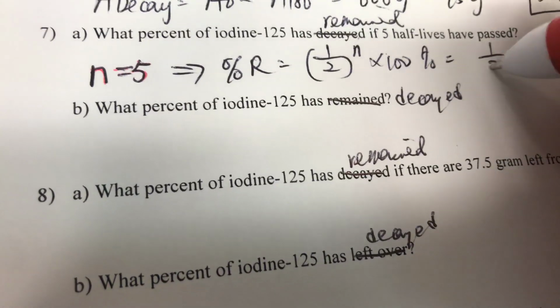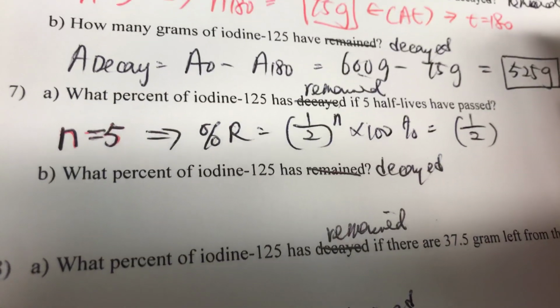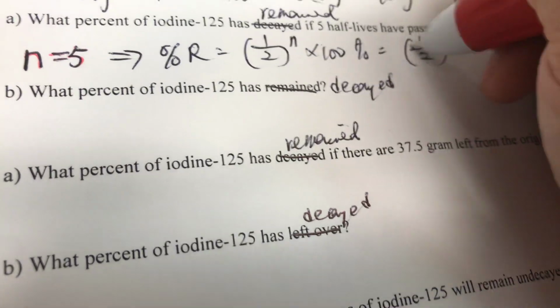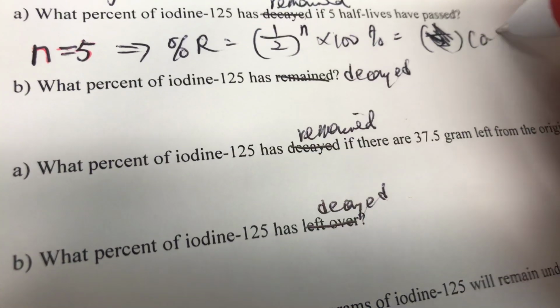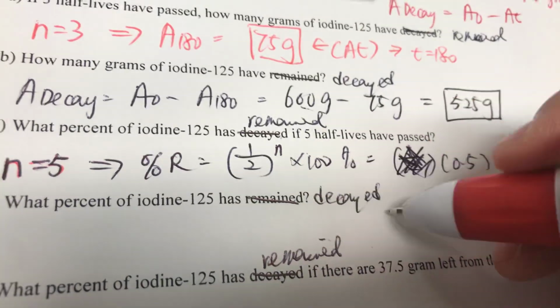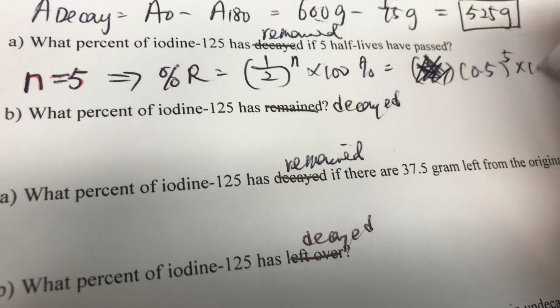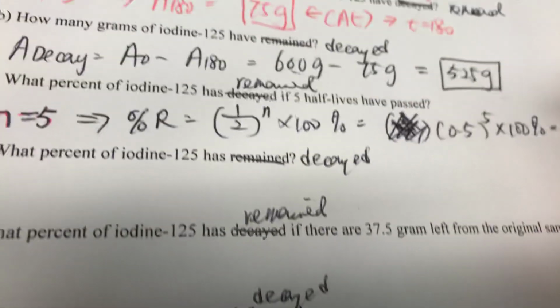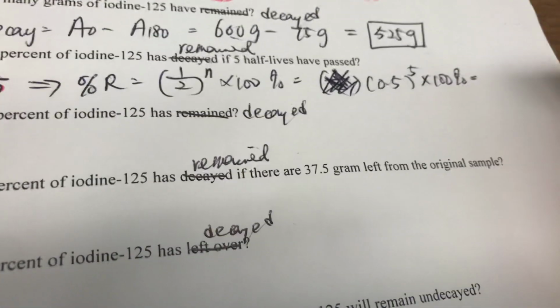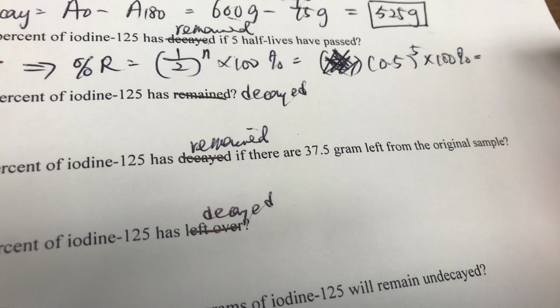Some people may want to make that 0.5. That's fine, make it 0.5 if you want. And my n is 5, and times 100%. If you do that, let's see.